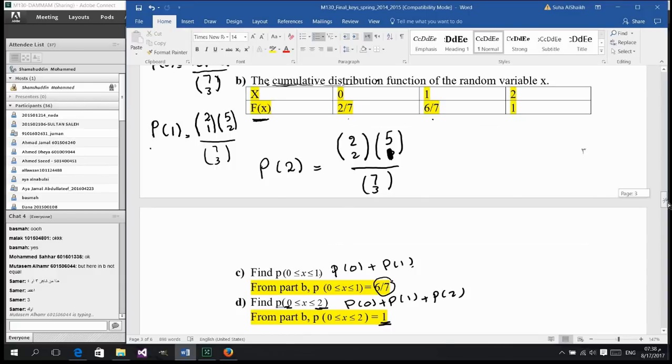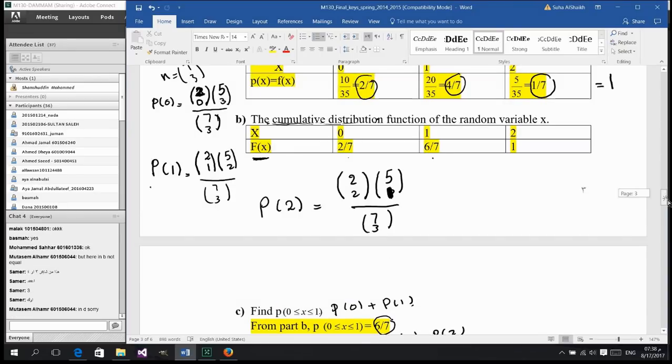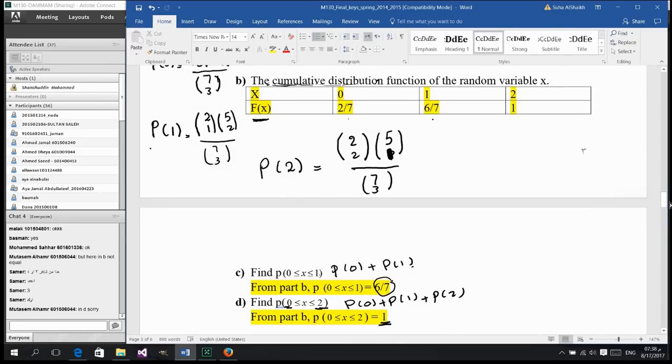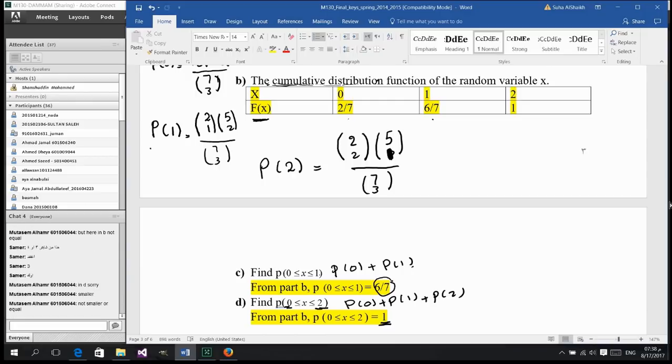Mu'tasim, I'm not getting your question. In B, not equal. In D, show not equal. Equal to 0, less than or equal x, less than or equal 2. So 0 with 1 with 2, it's equal to 1. It is smaller or equal. Why not? You can't see it clearly? Huh?